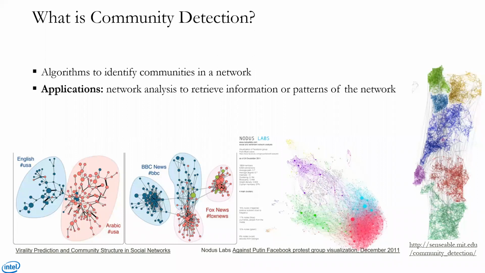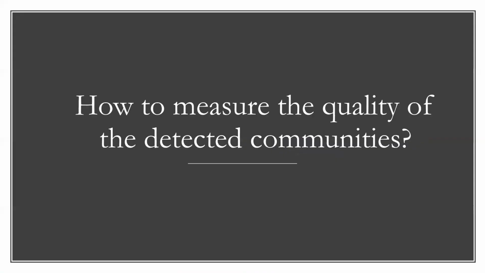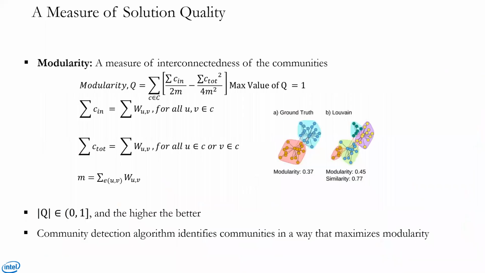These are algorithms to identify communities in a network. These algorithms are used in analyzing different types of networks, for example, social networks, e-commerce networks, protein-protein interaction networks, and networks from many other scientific domains to retrieve hidden patterns from them. Next question, how to measure the quality of the detected communities?